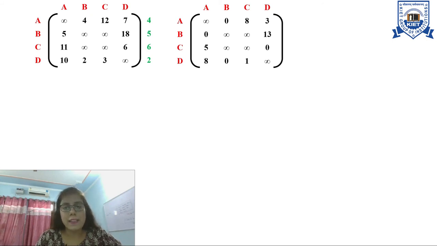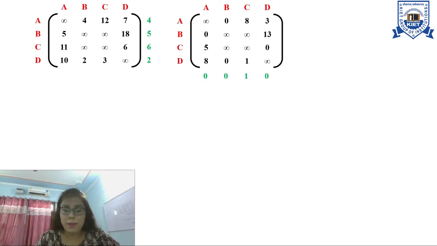Now I can see that I have 0 in my first row, 0 in my second row, 0 in my third row, and 0 in my fourth row. Now I have to repeat the process for each column. So I'll identify the minimum value in each column.